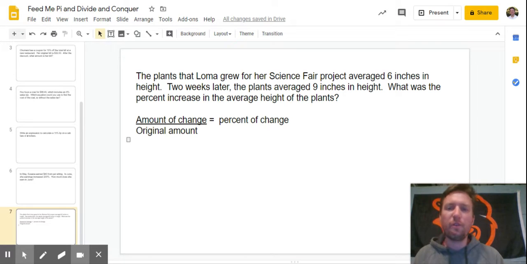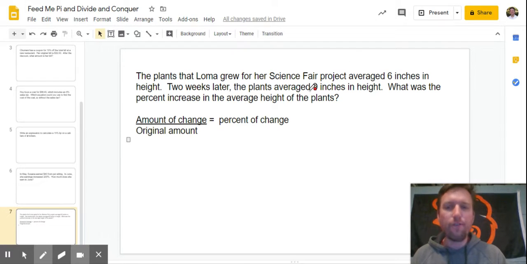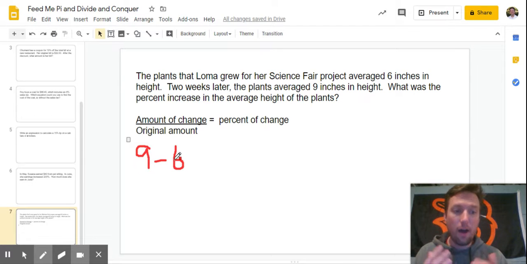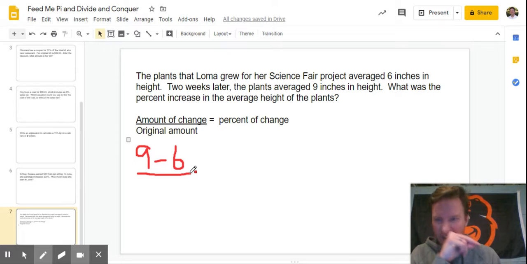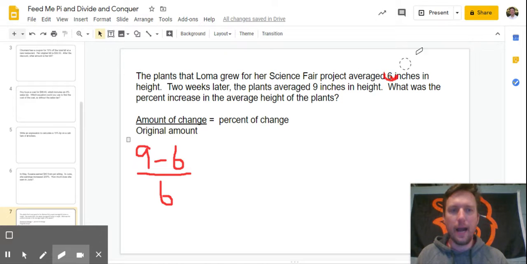So first we're going to find the amount of change. I'm going from 6 inches to 9 inches, so to find that amount of change, I'm going to subtract 9 minus 6, and that's going to give me a difference of 3. I'm going to divide that by, or put that over, the original amount. My original amount from the problem was 6. So I'm going to put 9 minus 6 over 6, okay?